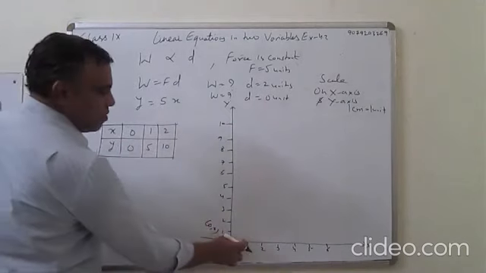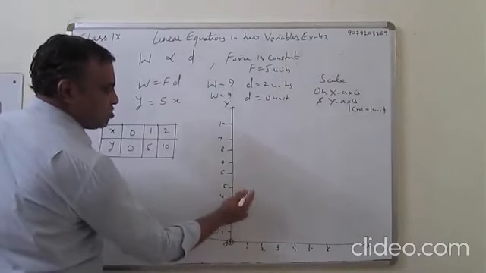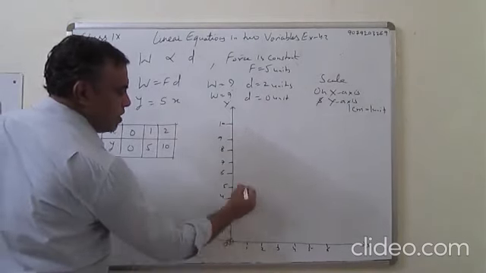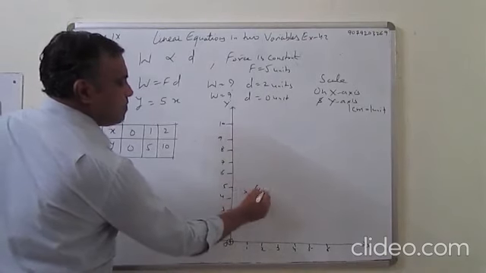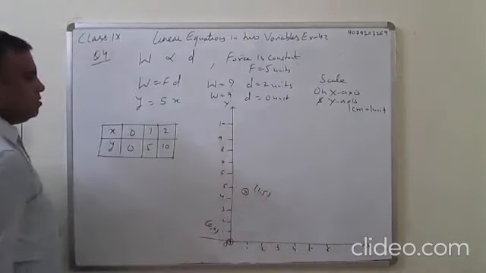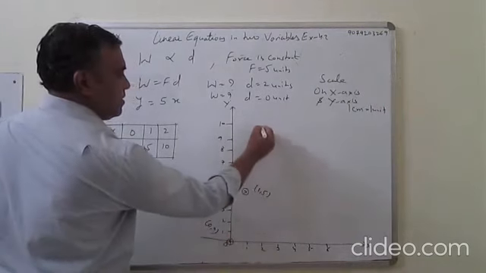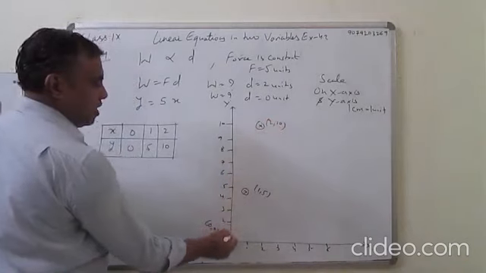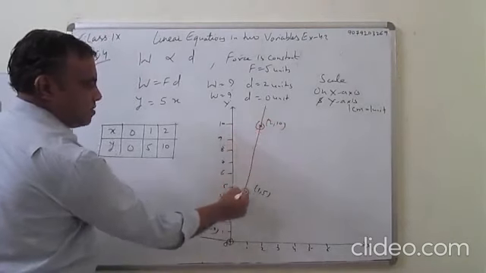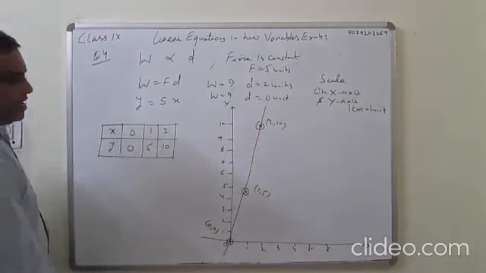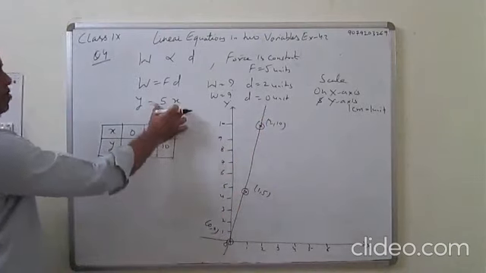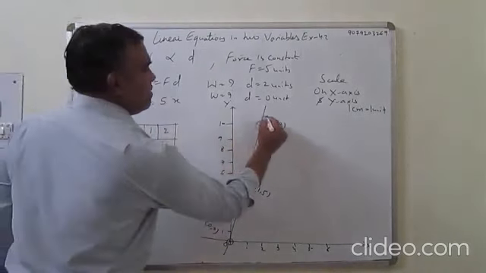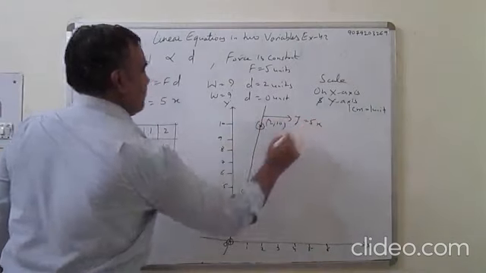Second point is 1, x-axis is 1 and y-axis is 5. So 1, 5. Now 2, 10. This is 2, 10. Join these points, you will get a straight line, and the line is passing through the origin because constant is not there. This is the line y is equal to 5x.